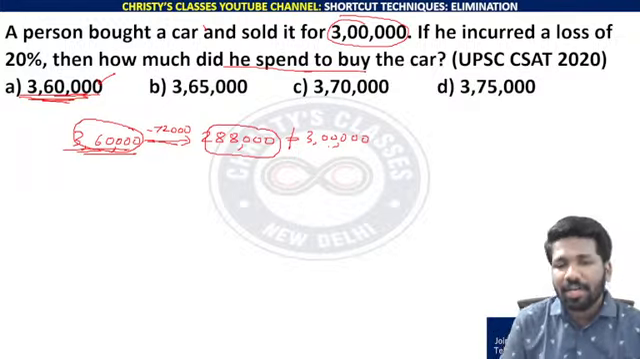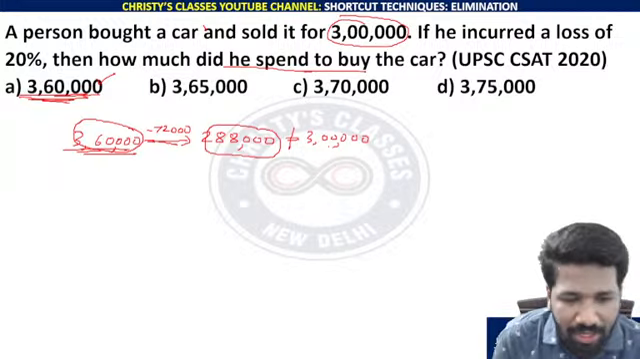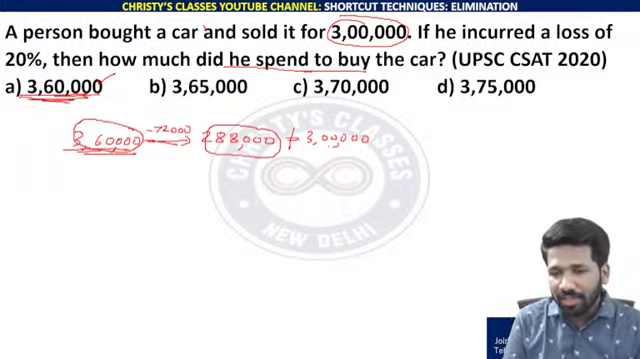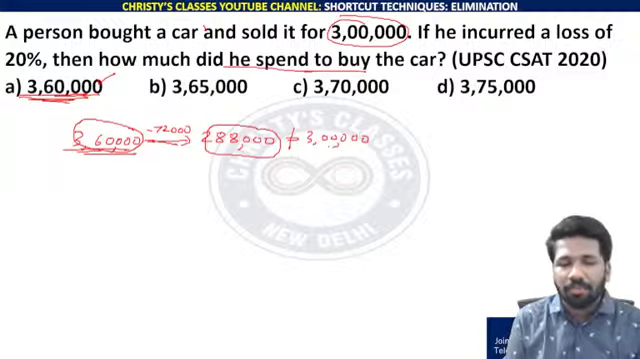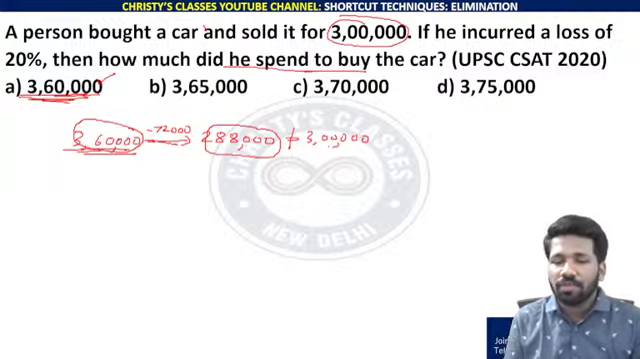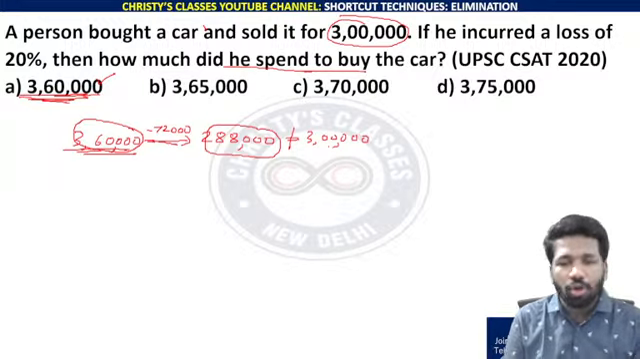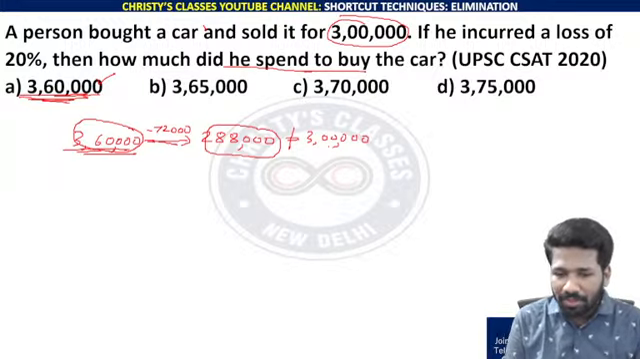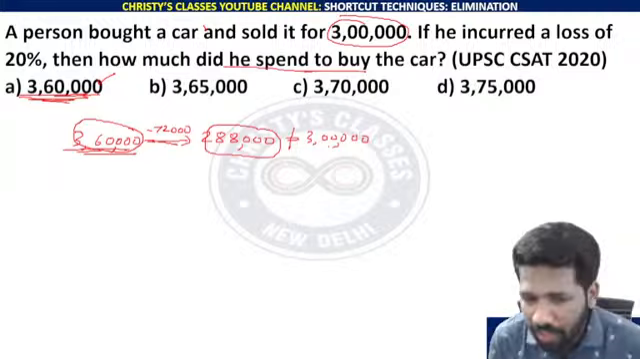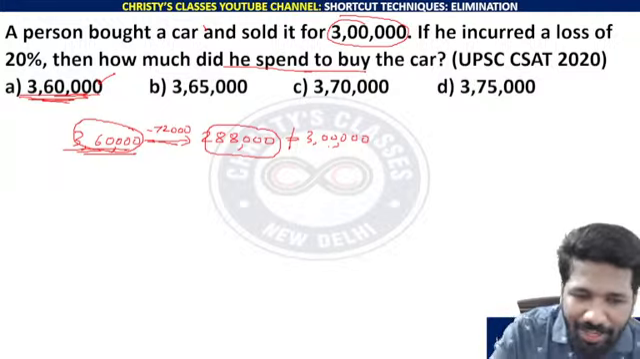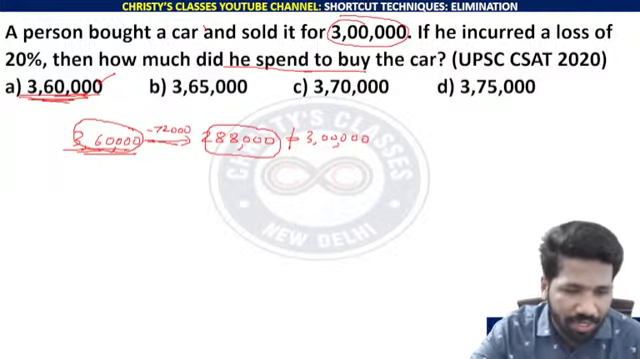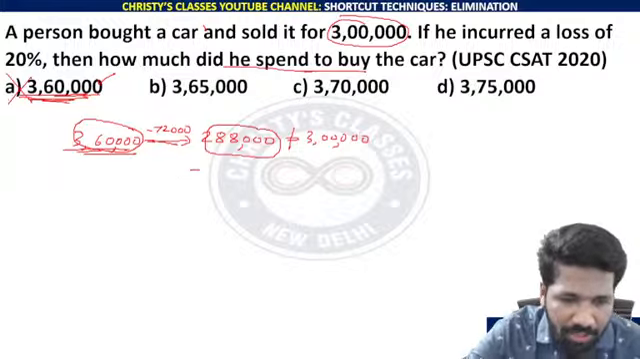Because if option A is the correct answer, he bought the car at 3,60,000 rupees and he got a loss of 20% on this 3,60,000 rupees. After reducing the loss, the price will be 2,88,000 rupees, not 3 lakh rupees. But that is a contradiction with respect to the given data. So option A is clearly wrong. So option A is eliminated. I hope all of you understood why option A is eliminated.